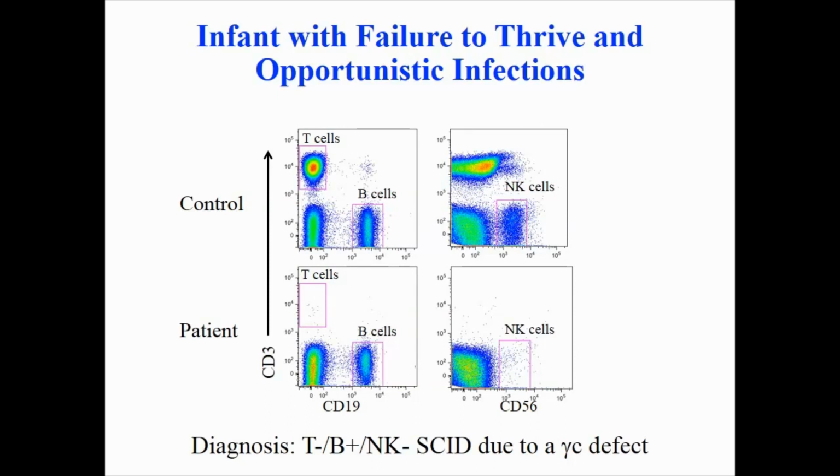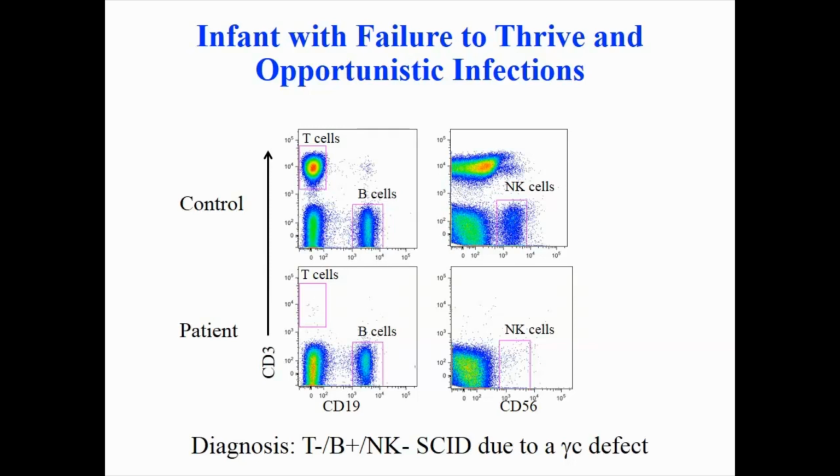So whatever cells you have here that express CD3 are T cells, and B cells are positive for CD19, and those are negative for both. But then we use other markers. Cells that are negative for T cell markers or B cell markers are NK cells, which we identify with this other marker. So this is a healthy control individual that has T cells, B cells, and NK cells.